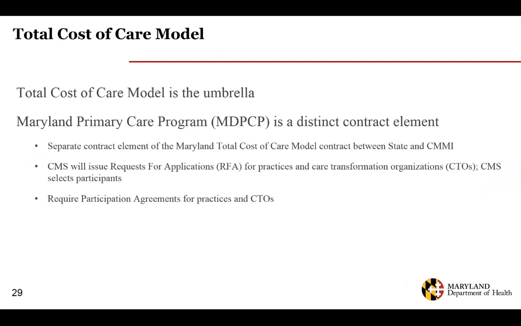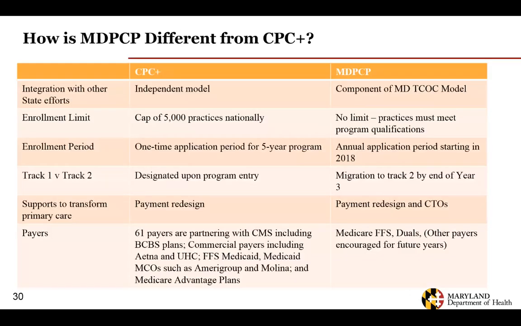Okay. So how is this program different from the national CPC Plus? The national model is an independent model. Here in Maryland, it is a component of the total cost of care. Nationally, there's an enrollment limit of 5,000 practices. In Maryland, there's no stated limit, but of course all practices must meet the program qualifications. The enrollment period for the CPC Plus is a one-time application for 5 years. In the Maryland PCP, it's expected that it would be an annual application starting when the program starts and then every January thereafter. So Track 1 versus Track 2. Under CPC Plus, that's determined upon program entry. In the MDPCP, all practices would be expected to migrate to Track 2 by the end of year 3.